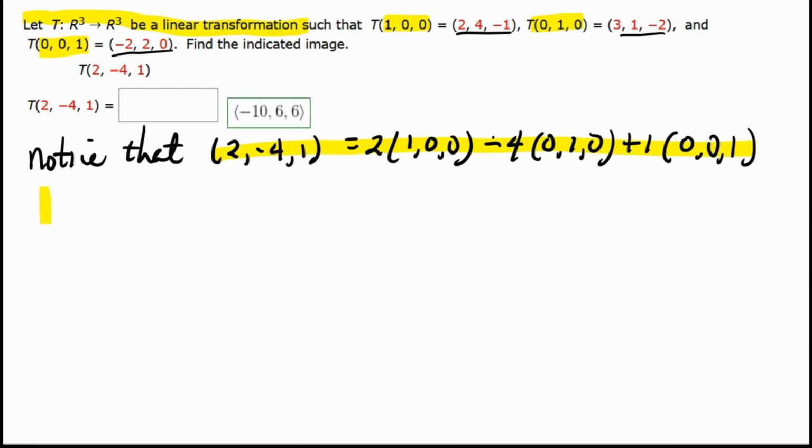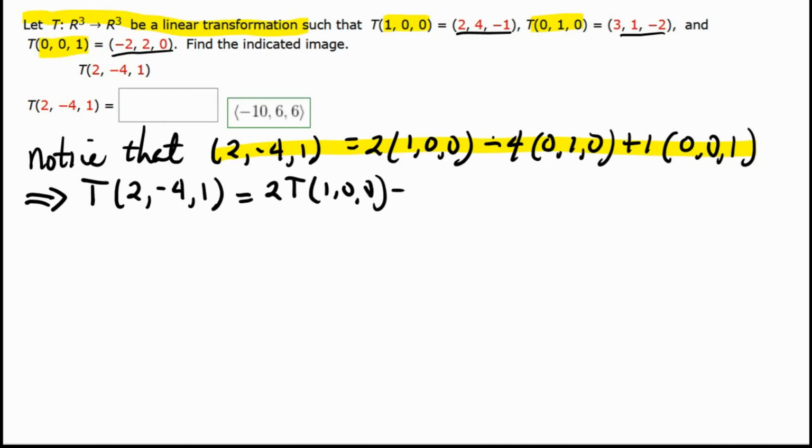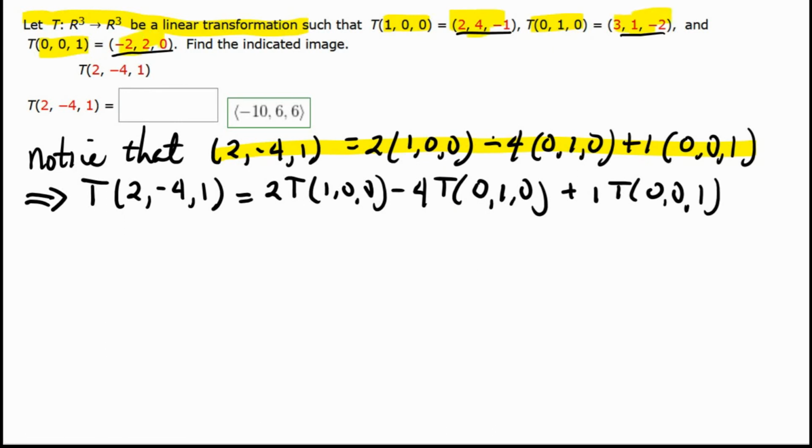This implies, you know, in math class, you got to be able to say that. This implies that T of (2, negative 4, 1), that's the left side, is equal to 2 times the transformation of (1, 0, 0), minus 4 times the transformation of (0, 1, 0), plus 1 times the transformation of (0, 0, 1). Now you got it, because the images of these transformations are given, right? Boom, boom, and boom. All right, bingo, so we get it. And what we're looking for, we leave unknown until we get the right side.